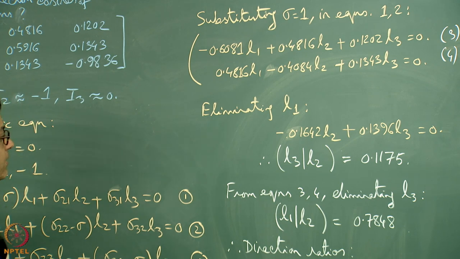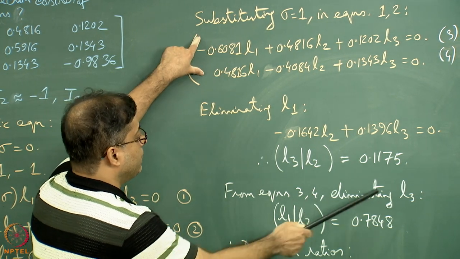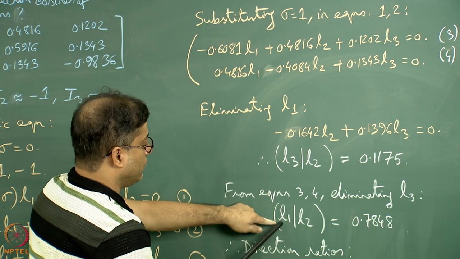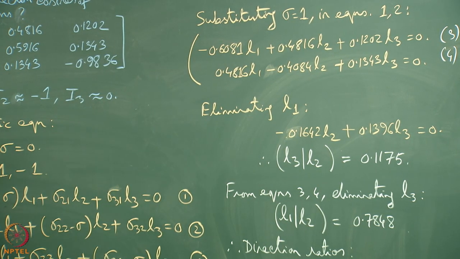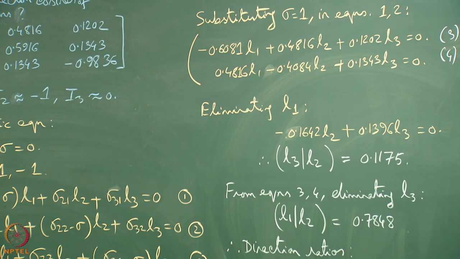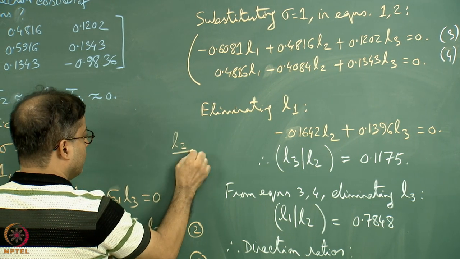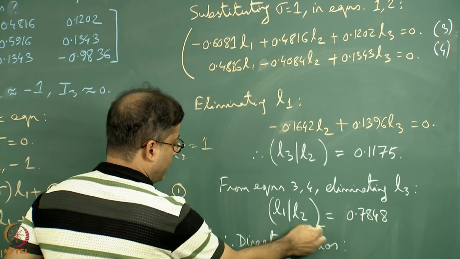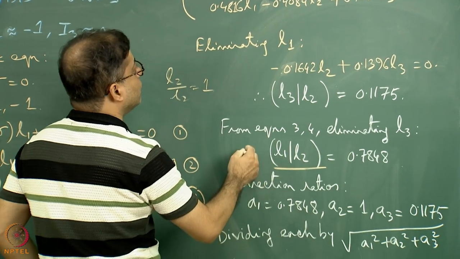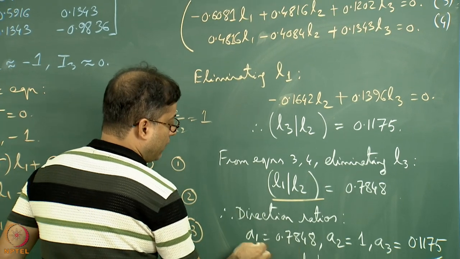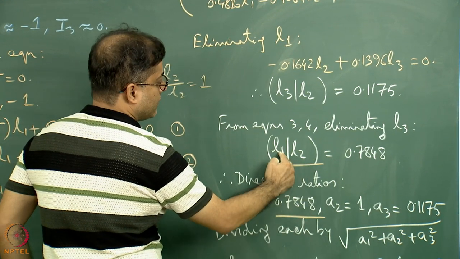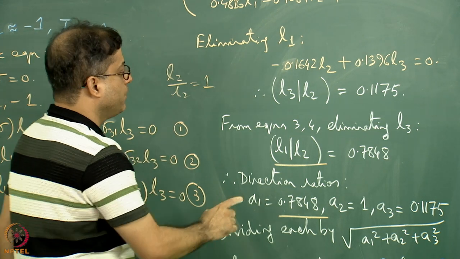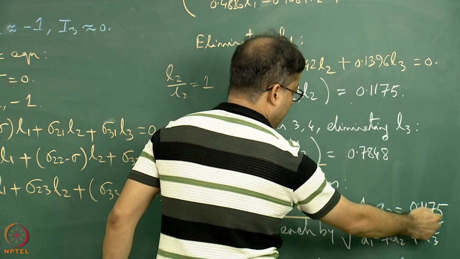Now, similarly, we can find out from equations 3 and 4, from these two equations, by eliminating L3. We will get a relation between L1 and L2. And from there, we can find out L1 by L2 is equal to such a number. So we have basically two ratios, L3 by L2 and L1 by L2. By the way, what is L2 by L2? Of course, that is 1, and for that, I don't need the L2 value. So, taking this L1 by L2, the direction ratio for the line along which the sigma stress equal to 1 is acting, A1 value, the direction ratio is 0.7848, which is this number L1 by L2. Then A2 is equal to L2 by L2, which is equal to 1, for which I don't need the value of L2 right now. And then L3 by L2 is obtained as 0.1175, which is stated over there.